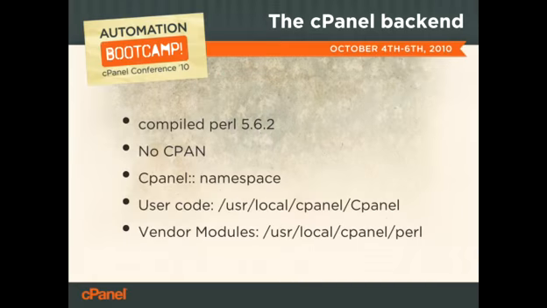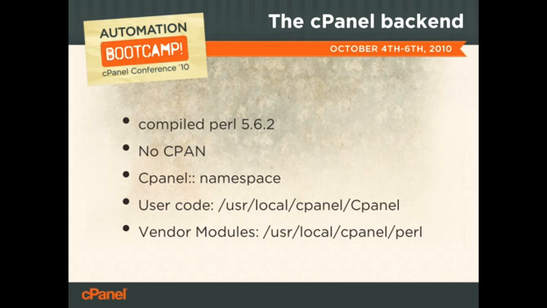So when you're working with the cPanel backend, there's a few things you need to understand. First is that it's not using the system Perl. It's using compiled Perl 5.6.2, which has a few implications with it. Since it's not using the system Perl, you can't use cPAN with this. And on top of that, any modules you use that use XS will break. So you have to ensure that you're using pure Perl implementations of whatever module you're trying to use in this case.